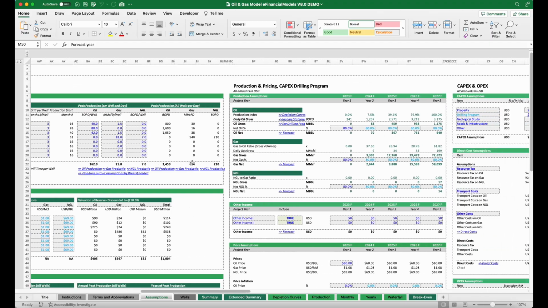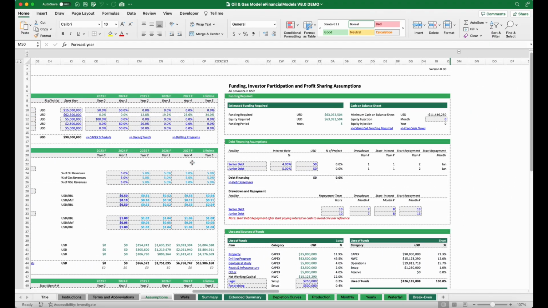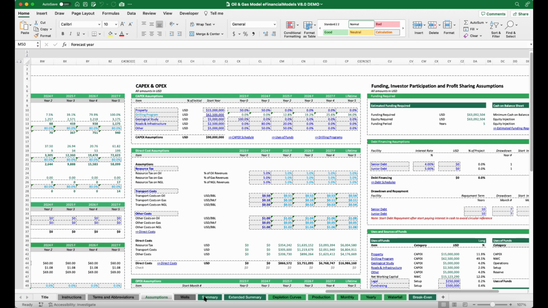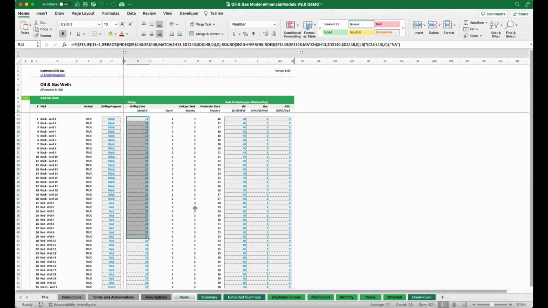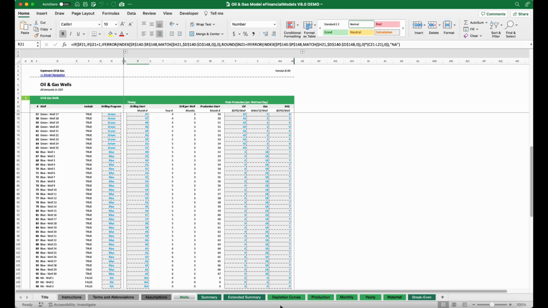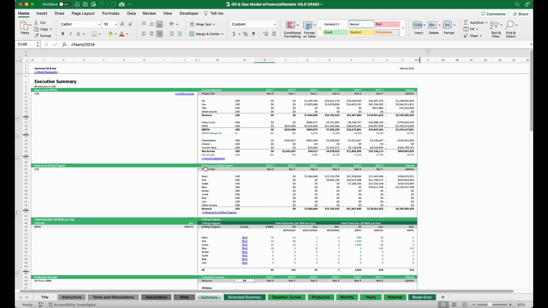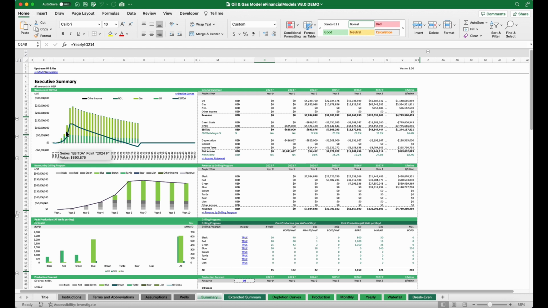As you can see here, there are various types of assumptions we need to collect. I will walk you through them in a moment. We have a sheet which lists all the oil well drilling projects. We have a sheet with the modeling of the depletion curves. Typically for an oil and gas drilling project, the production peaks first, and then the pressure decreases and the production will decrease over time.